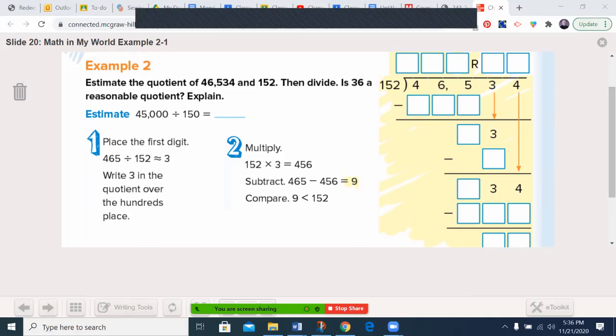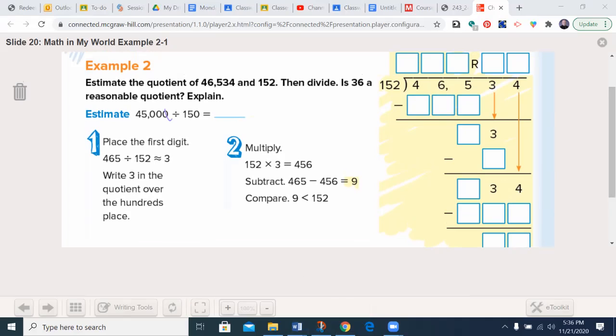First off, I'm going to take a 0 off of each. So now I'm going to say how many times will 15 go into 45? And if you're good, that's 3. And then there are 2 zeros left over, so about 300.